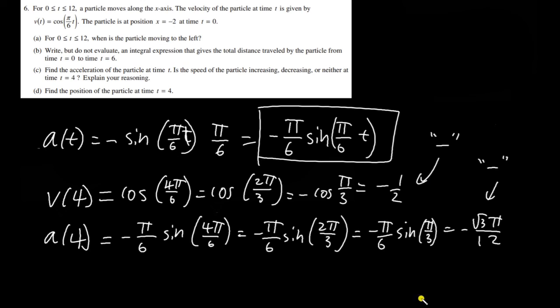So what you'd say is that because the velocity and acceleration have the same sign at t equals 4, the particle is speeding up, right? It's speeding up in the negative direction, sure, but it's still speeding up. Okay, so this is a 2-point question. 1 point for finding the value of the acceleration, and for the equation of the acceleration, and 1 point for the correct answer with explanation.